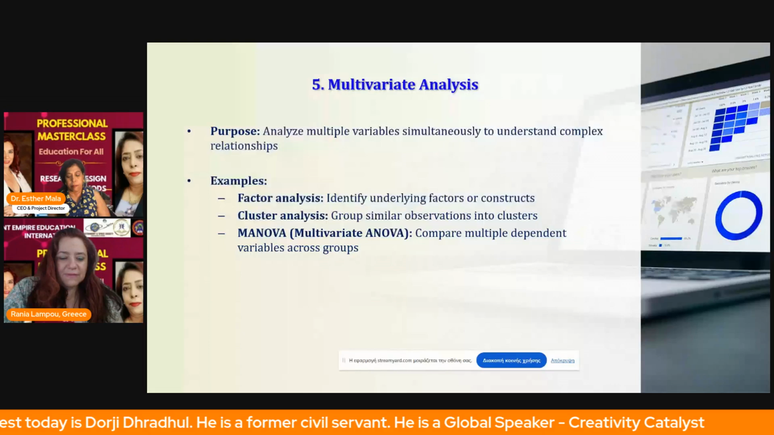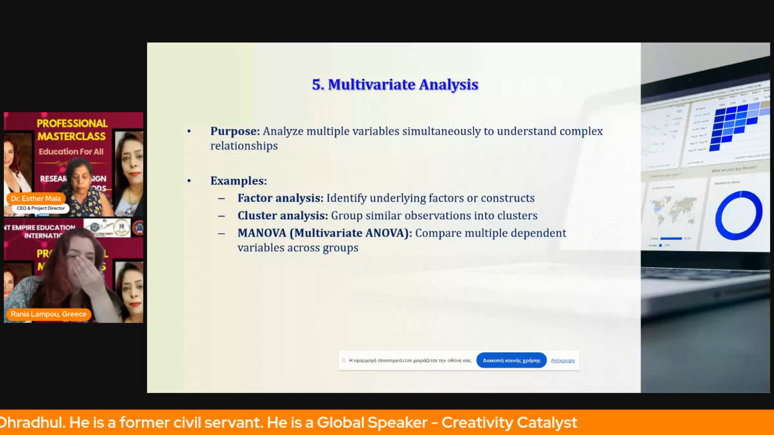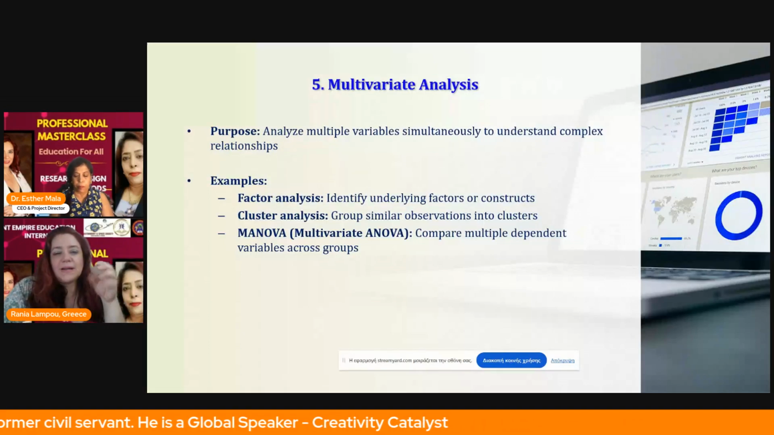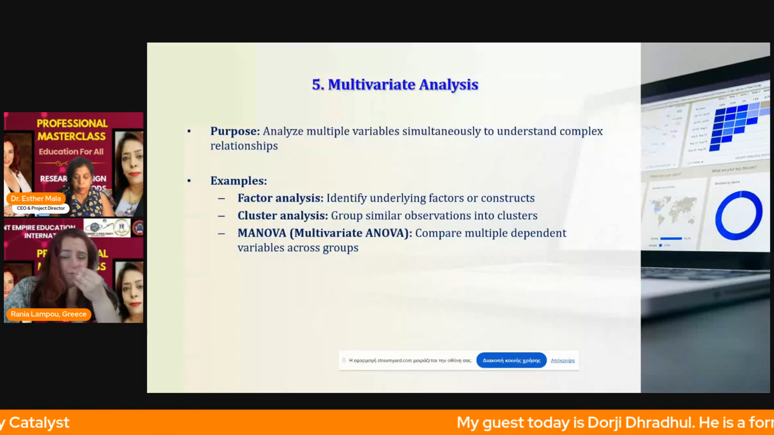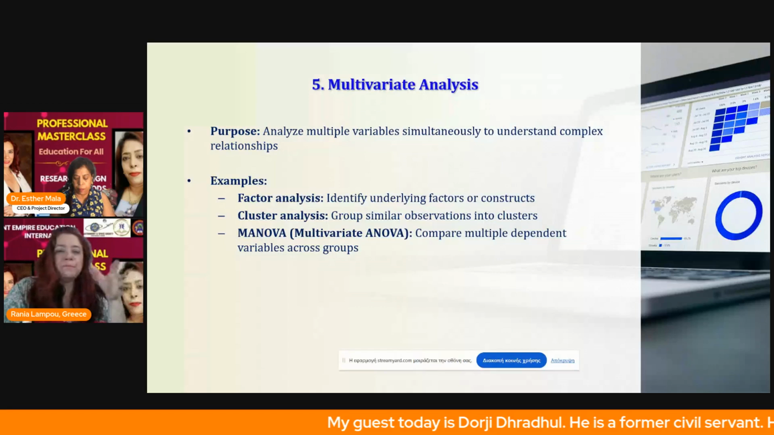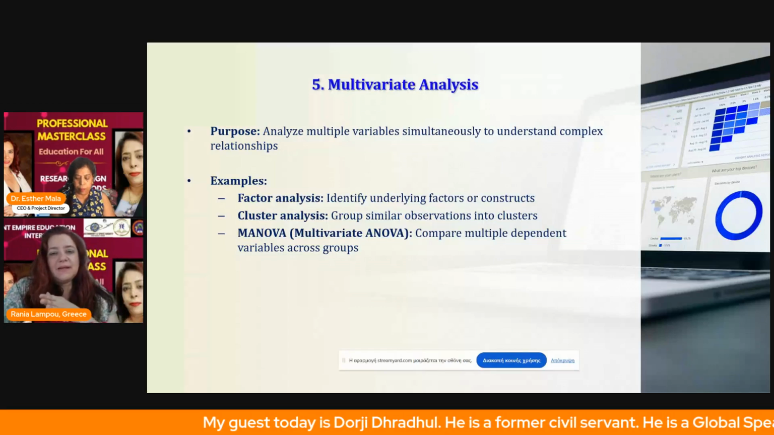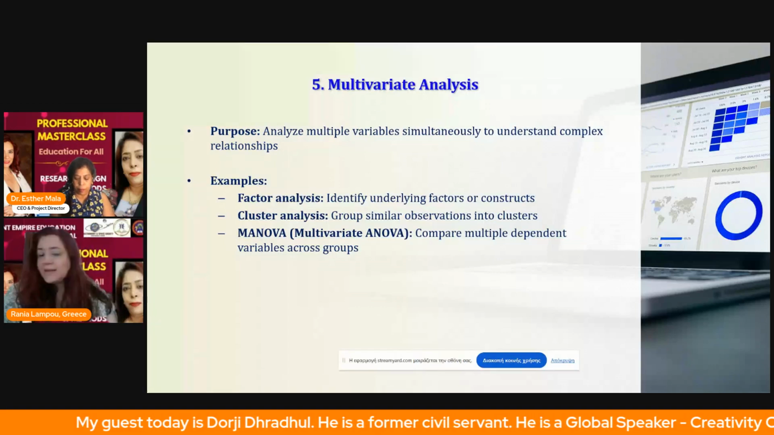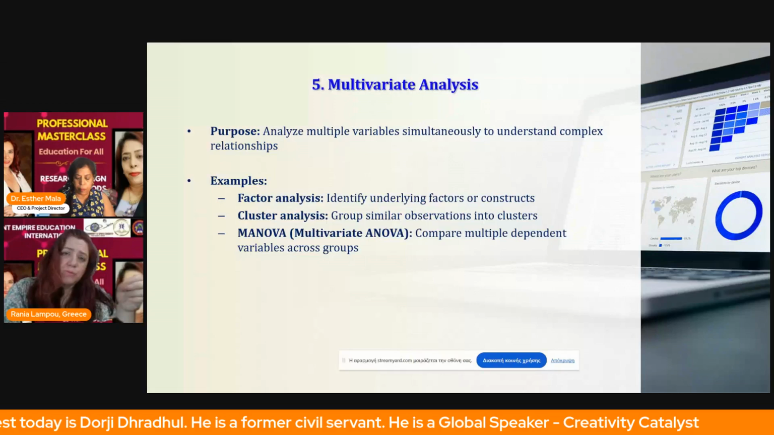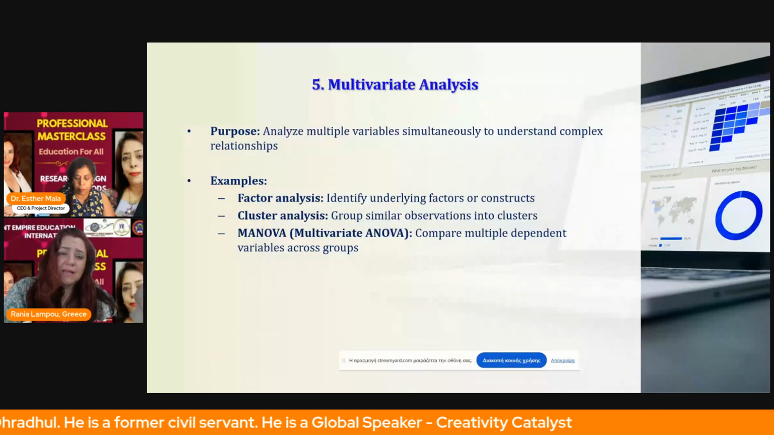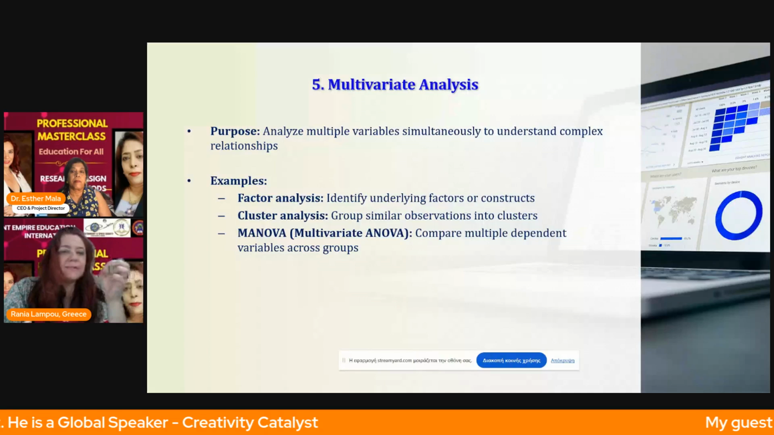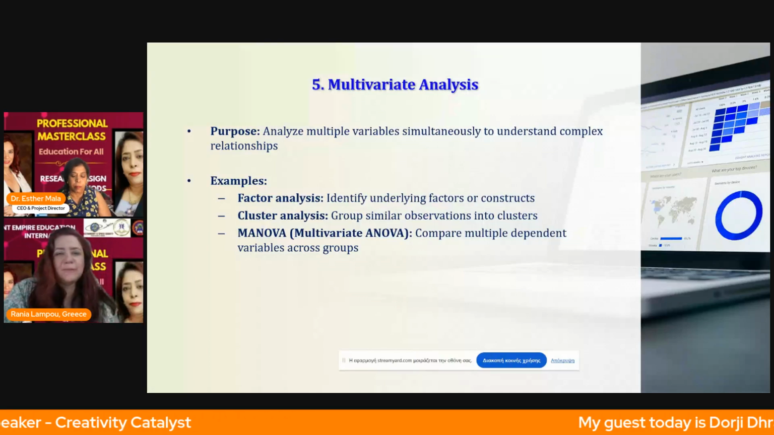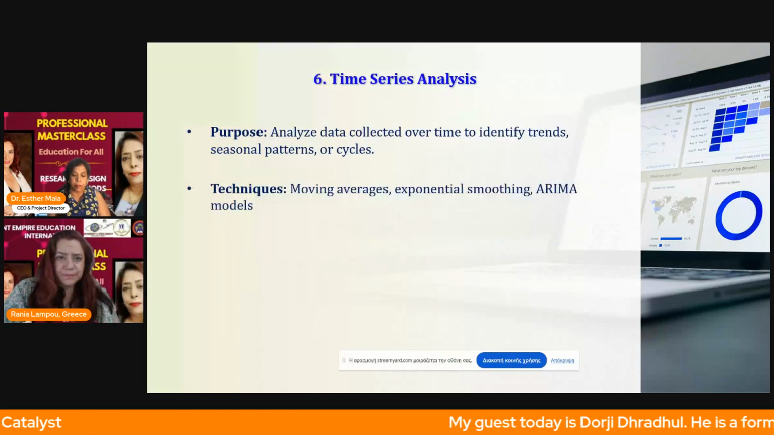Multivariate analysis. Here the purpose is to analyze multiple variables simultaneously to understand complex relationships. Some examples: factor analysis, where we want to identify underlying factors or constructs; cluster analysis, when we group similar observations into clusters; and MANOVA, multivariate ANOVA, when we want to compare multiple dependent variables across groups.